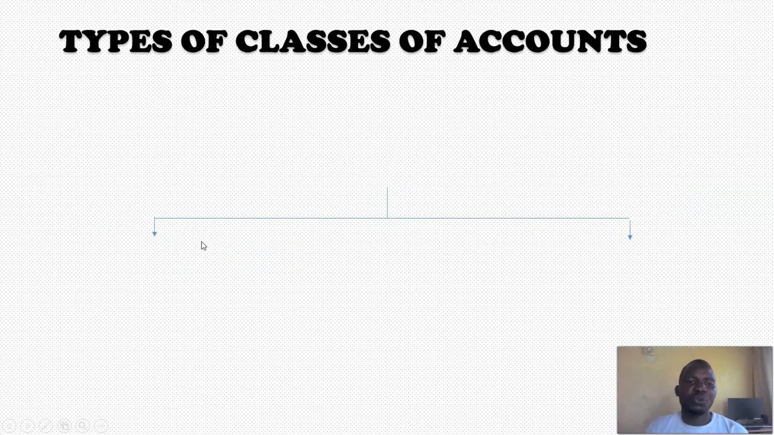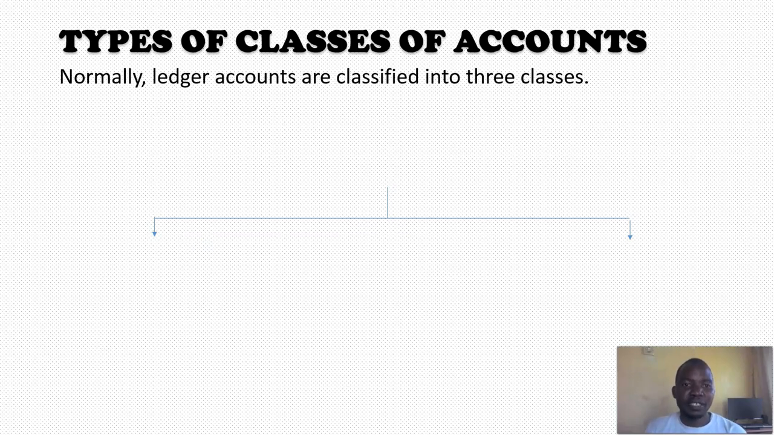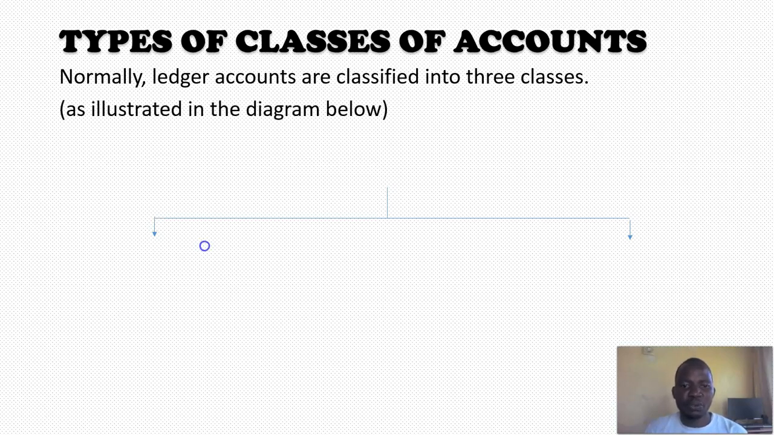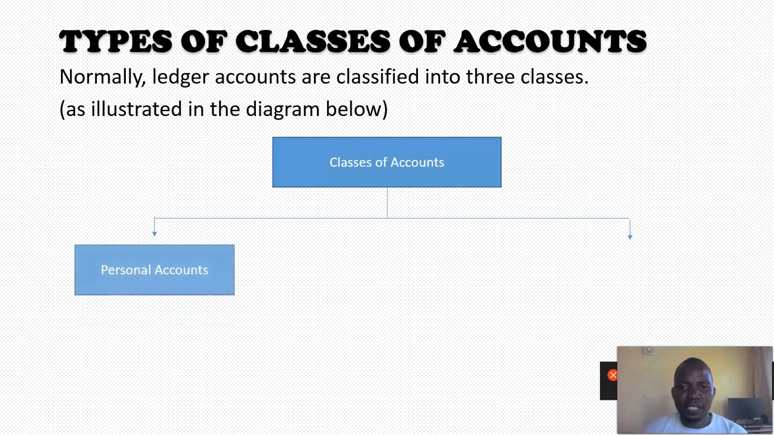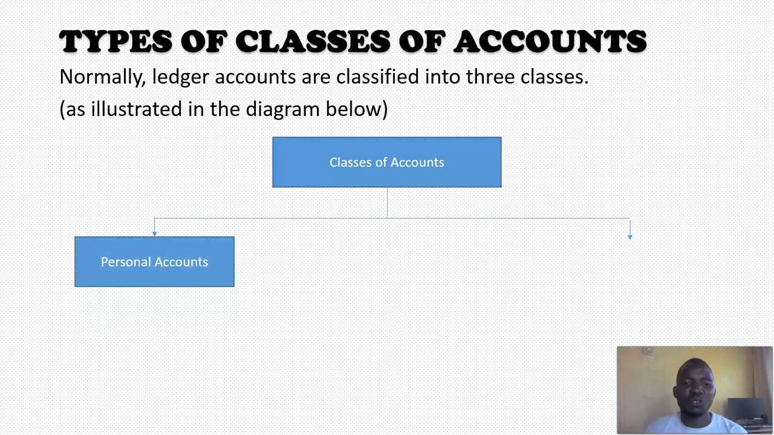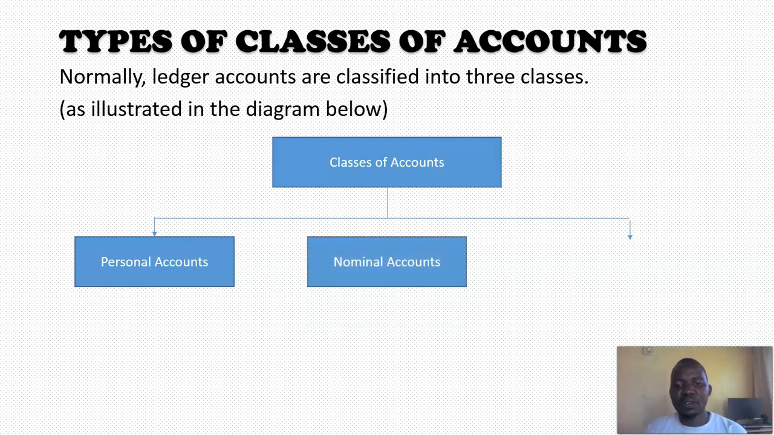Now that we know what an account is, let's look at the types of classes of accounts. Normally, ledger accounts are classified into three classes. Let's look at an illustration below. Here are the classes of accounts. The first class is personal accounts. Another class of accounts is nominal accounts. The third one is called real accounts.